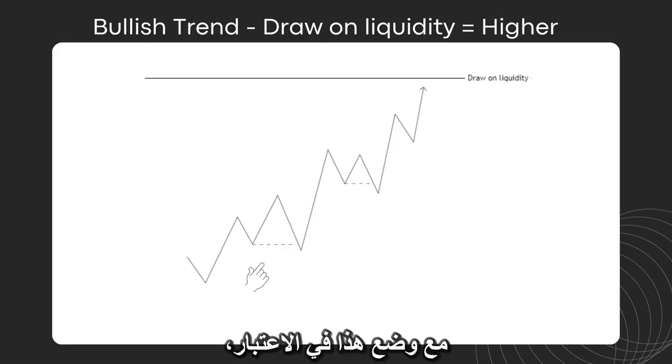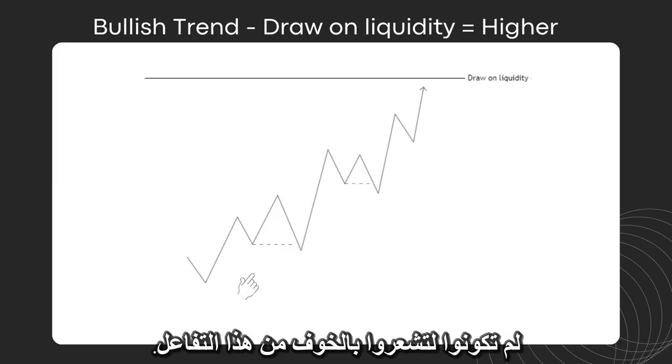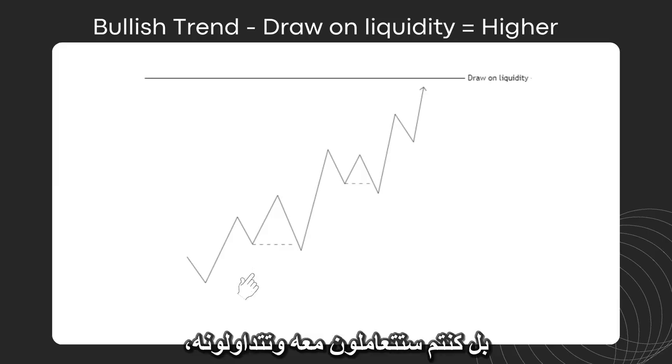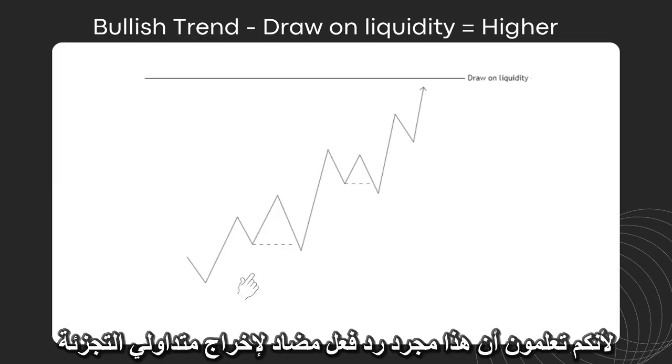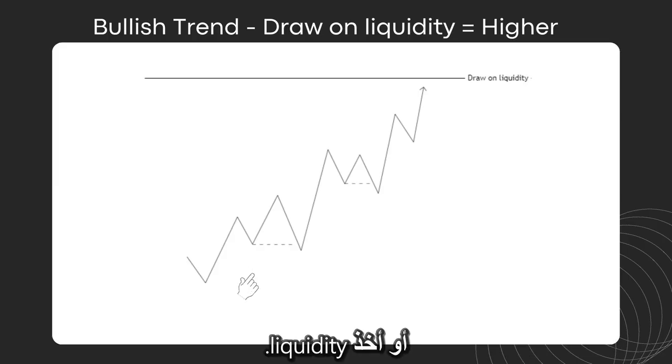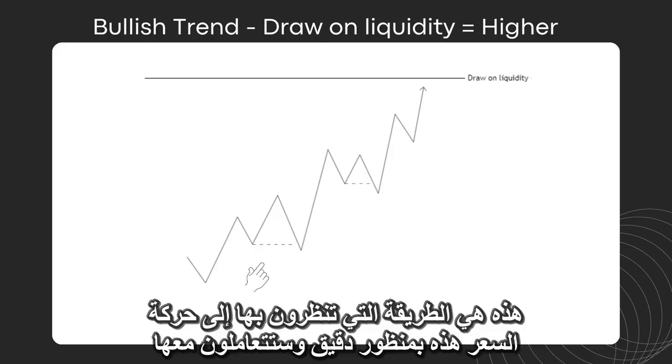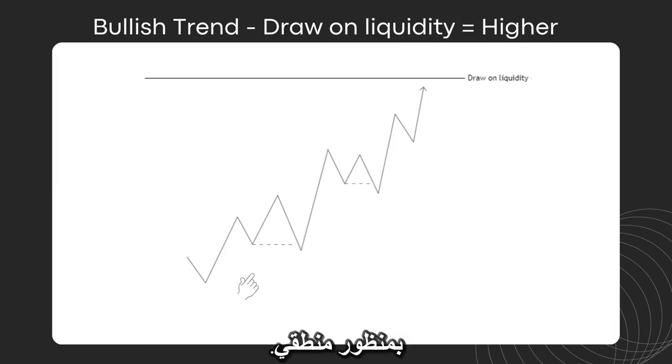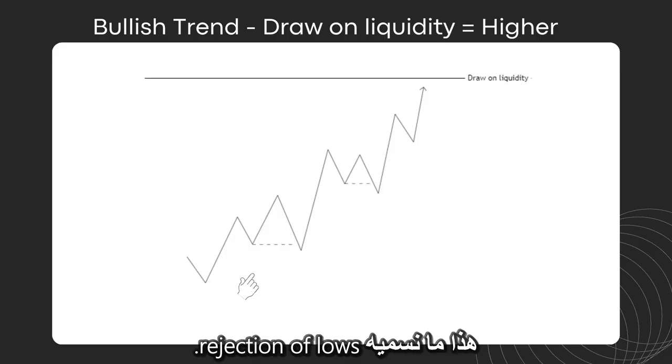So with this in mind, you wouldn't have gotten scared by this reaction, but instead you would have approached it and traded it, because you know that this is just a counter reaction to take out retail traders, to take out liquidity. That's how you look at this price action with a refined perspective, and you can approach it with a logical perspective. This is what we call rejection of lows.